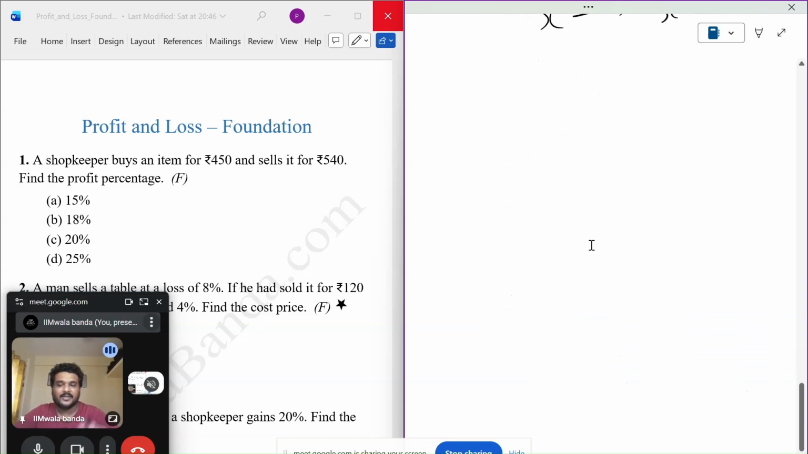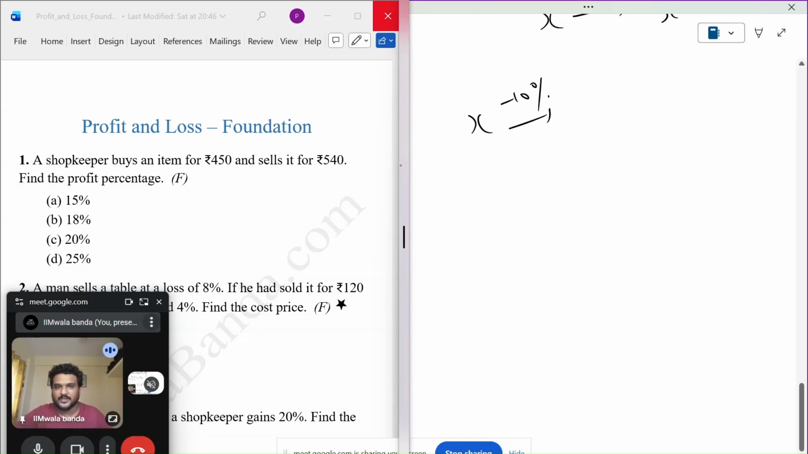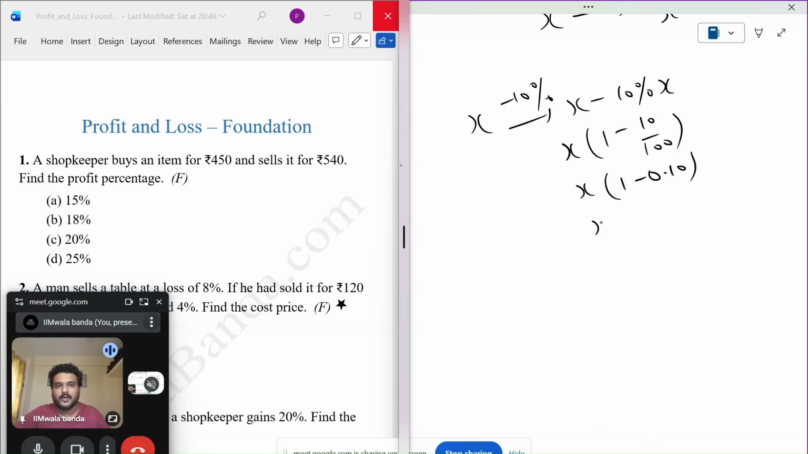Now see, look at the entire thing from the perspective of decrease. If I have a number and I decrease it by 10%, what will you do? x minus 10% of x, right? You're decreasing it by 10%. Take x common, this is 1 minus 0.10, right? Or it is basically 0.90. If you want to look at it in another way, you would have taken LCM, it would have been 90 upon 100, or you come to the same 0.90.